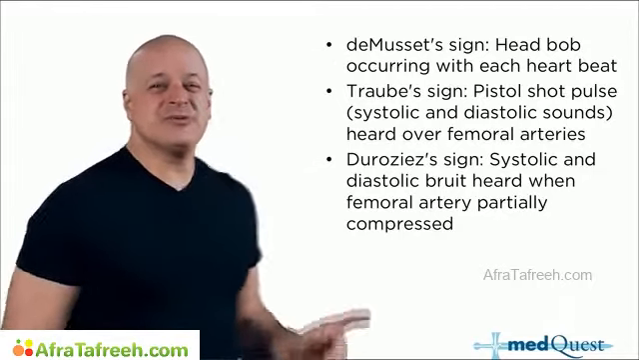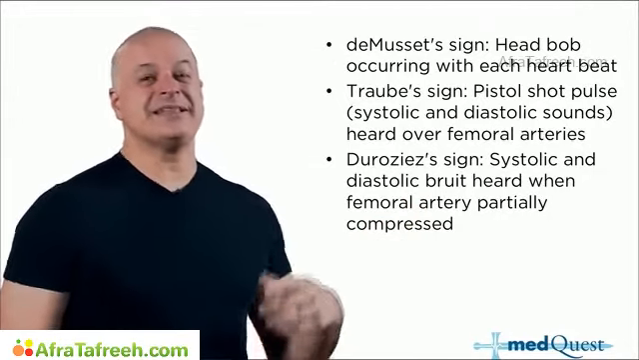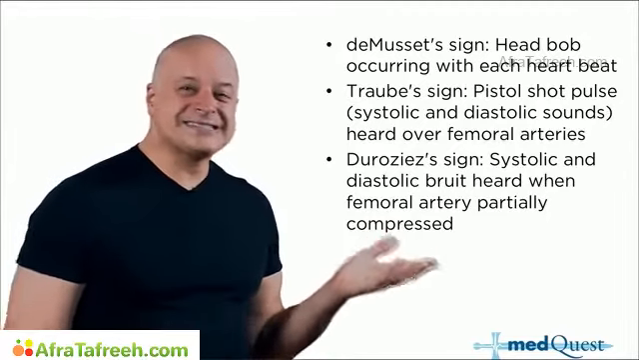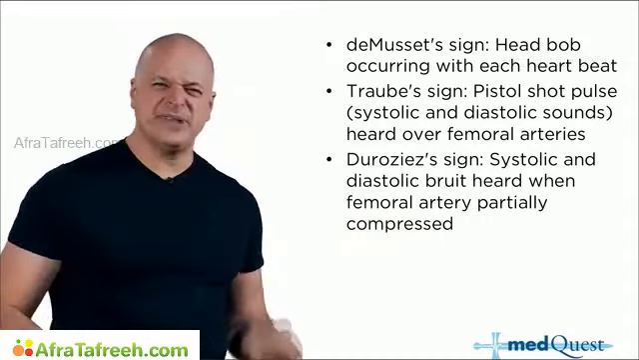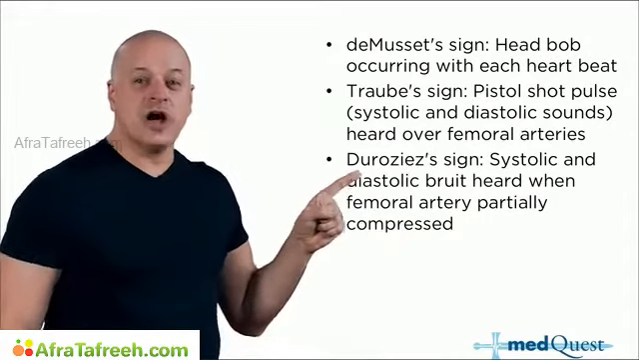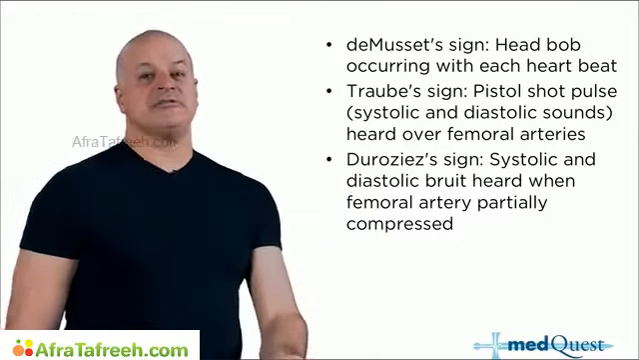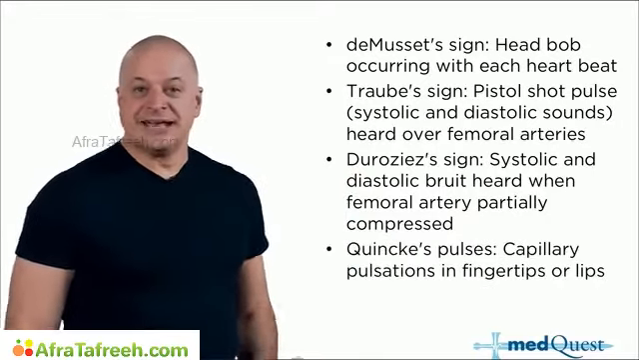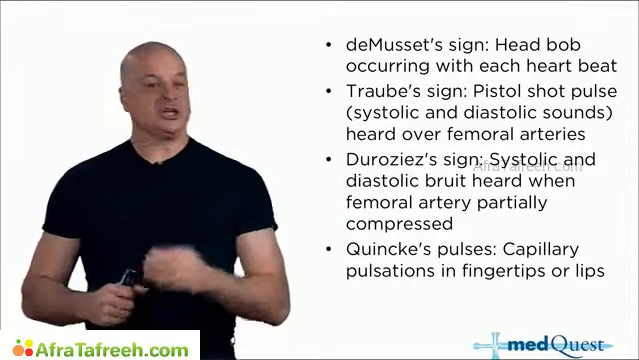But we really want you to know this about bruits and thrills. These are basically diastolic murmurs. Basically, this is a sign of extremely high rapid flow that can be heard in your femoral arteries. Now, a Quincke pulse, which we're going to show you later on, you're going to see a Quincke pulse.